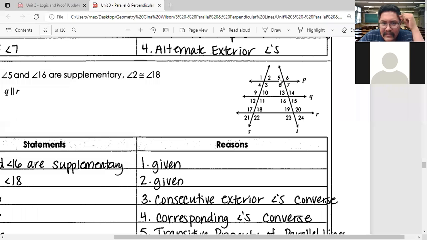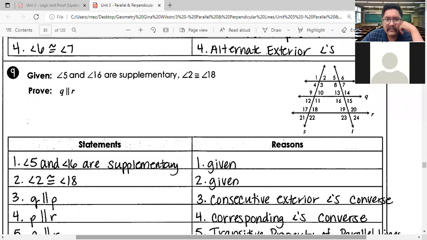What else do we know about this? If 5 and 16 are supplementary, that means they are consecutive, right? Because they're on the same side, exterior angles. The second given, this one right here, is 2 and 18. I'm going to move this over so we can see a little more. So 2 and 18, this one and this one here, are congruent. So we know that P and R would be parallel. That's the definition of parallel.